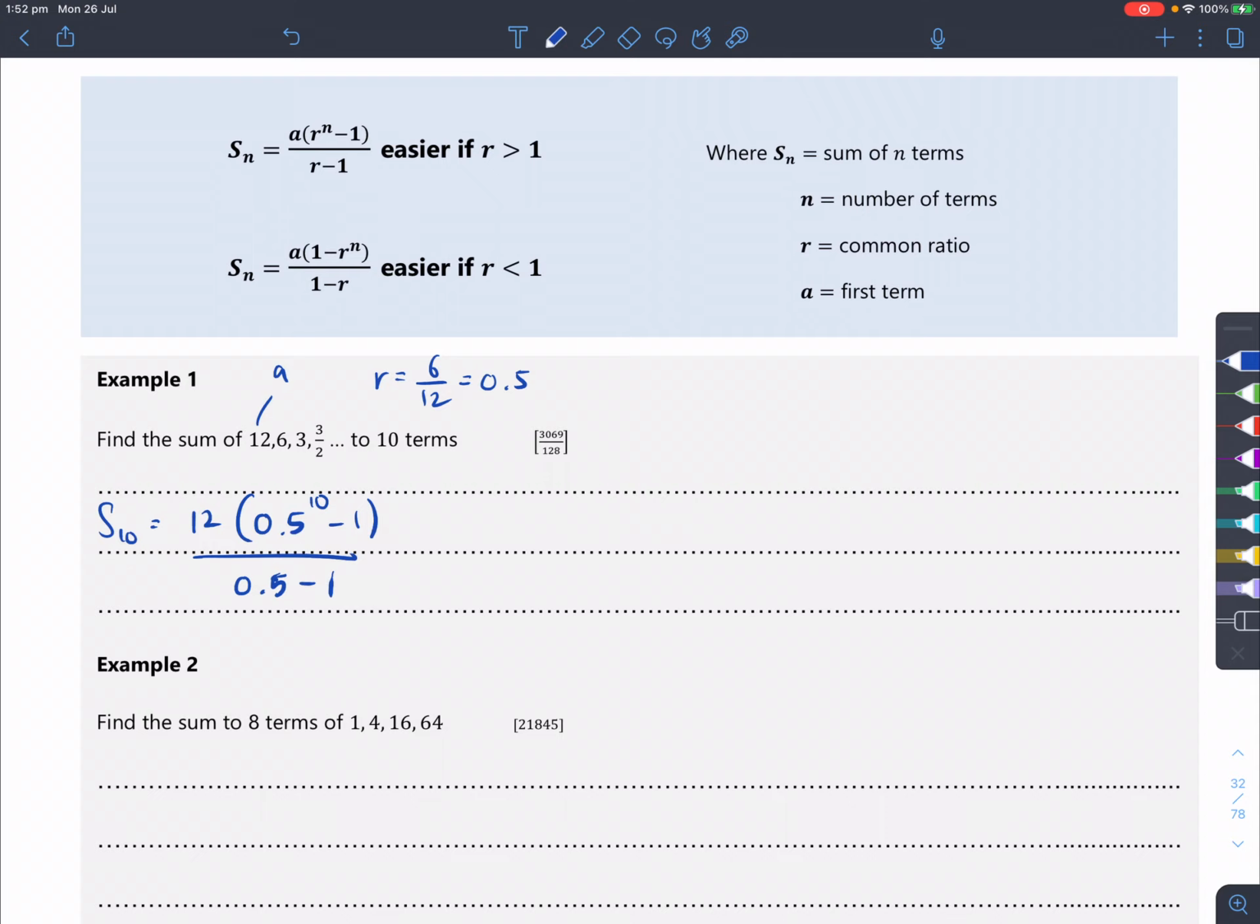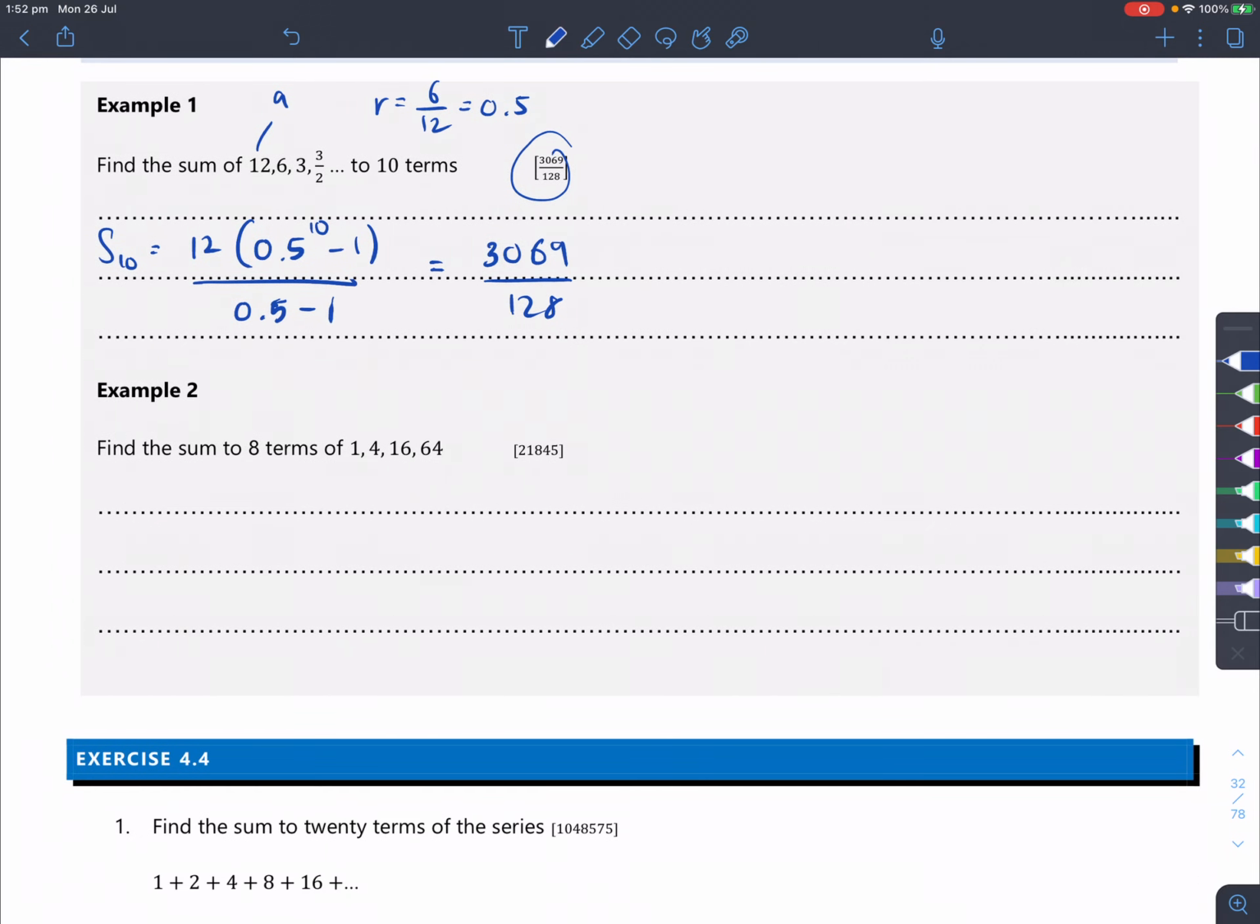Okay? Now, I know that I said to use this one if the ratio is less than 1, but it doesn't matter. Once I put this on my calculator, you should get that answer there, which is 3069 over 128.